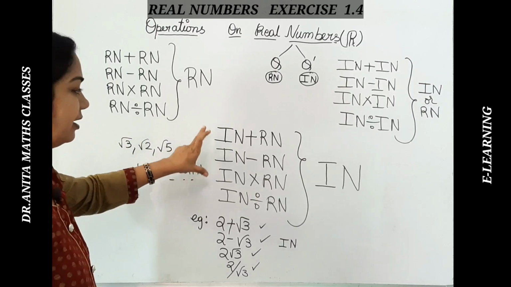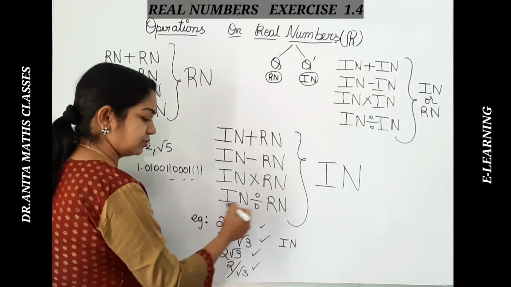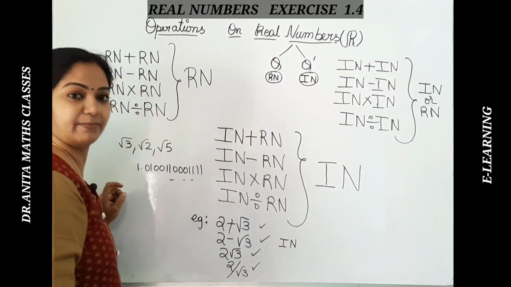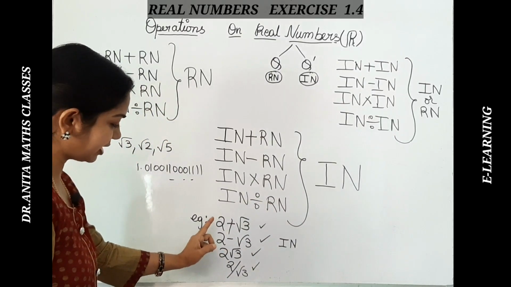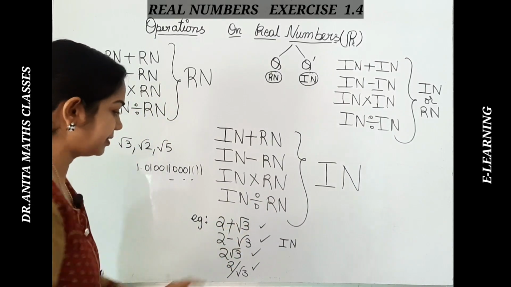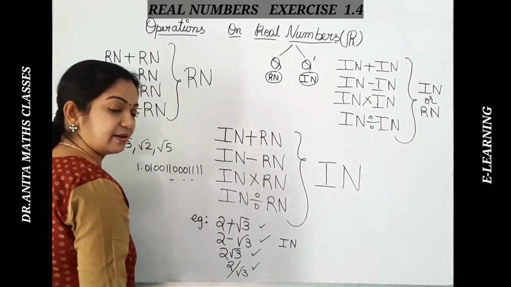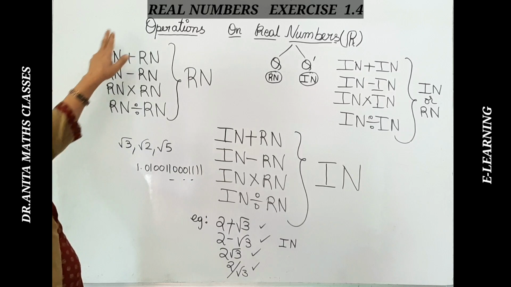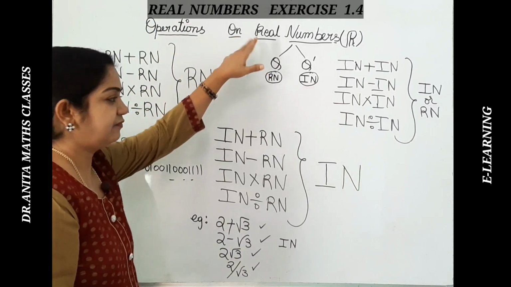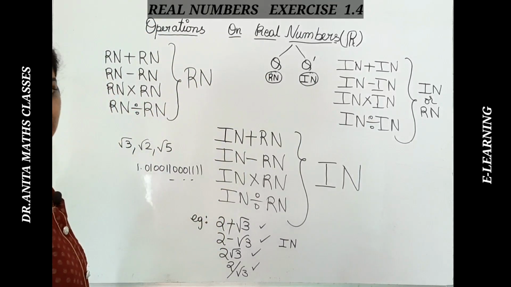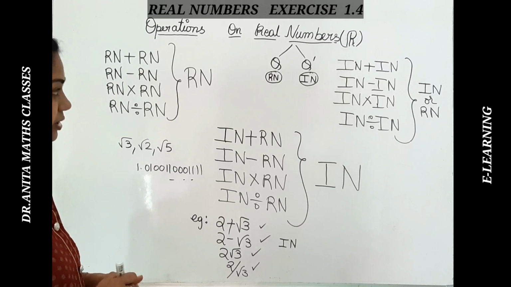But here, when you are saying 2 plus root 3, this is also an irrational number. This is a mixture of a rational as well as an irrational, whereas the operation here is addition. So these are also irrational numbers. So about the operations on real numbers, we had some conclusions here. Now let's move on to the exercise.